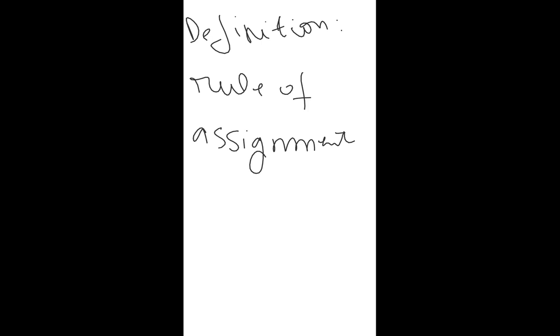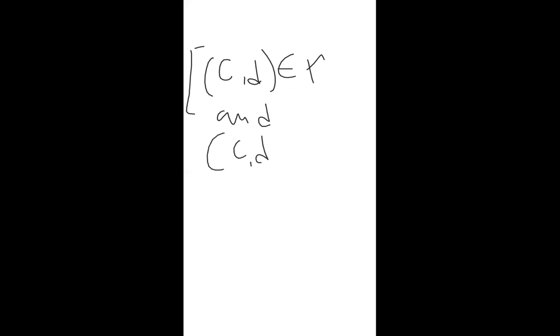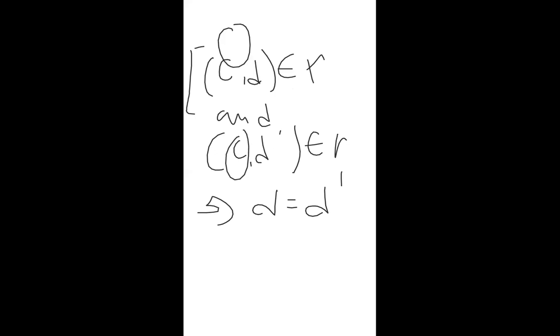Thus, a subset R of C times D is a rule of assignment if (c, d) is in R and (c, d') is also in R implies that d is equal to d'. So c appears in at most one ordered pair belonging to this R, which is the rule of assignment.